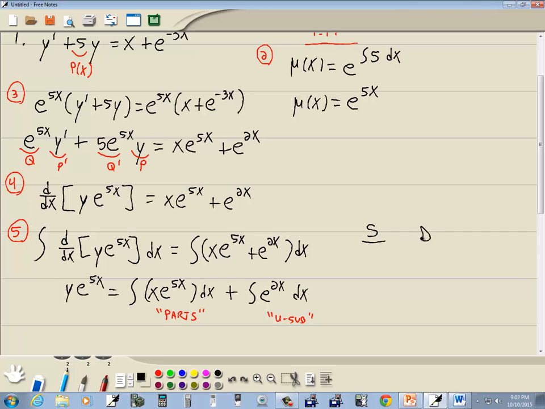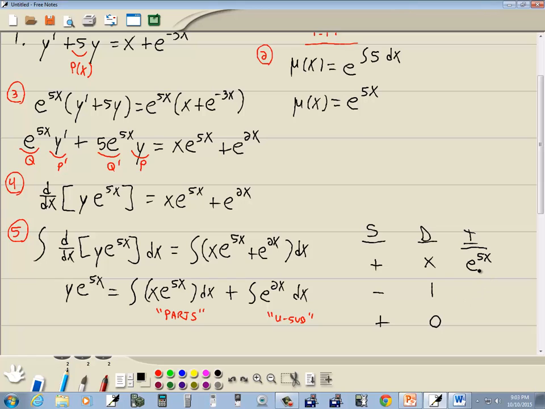I'm going to use the shortcut with the table to find it. You choose one of these to be the derivative, one of them to be the integral. That's what the D and I stand for. The one that will disappear if you keep taking derivatives is the one you should make the derivative, which should be x. If I put the derivative as e to the 5x, it will not disappear as I keep taking derivatives. Well, the derivative of x is 1, and the derivative of 1 is 0. Now our signs, I always start with plus, minus, and then plus. And then the e to the 5x will be our integration.